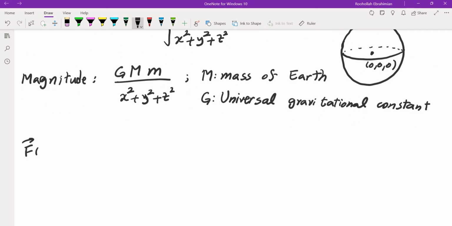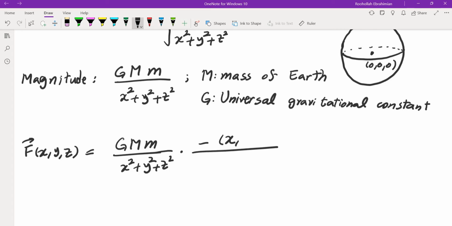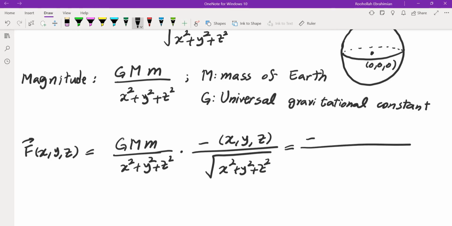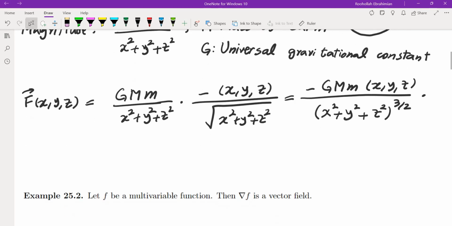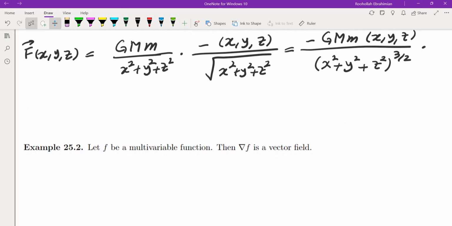So in order to find the vector field, we'll have to take the magnitude and multiply by its direction. So this is the magnitude, and we'll multiply that by the direction, which is minus x comma y comma z divided by its magnitude. And we could simplify that into minus GMm times x, y, z divided by x squared plus y squared plus z squared to the power of 3/2. So this is the gravitational force. So this is a vector field.